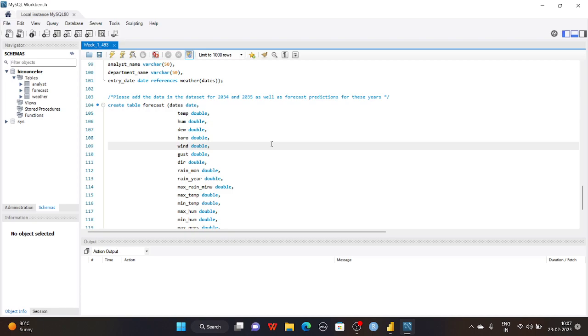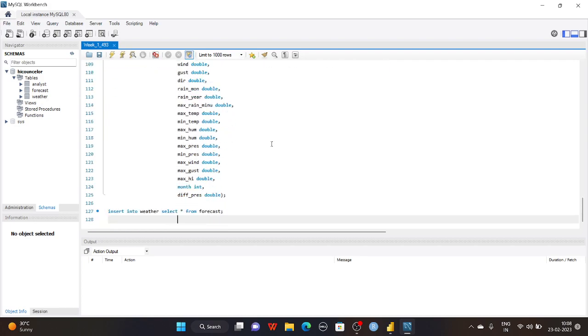In the last video, I started a project on weather data analysis, and I showed module 1, which was pre-processing the data, cleaning the data, and running some queries in SQL. Now in this module, I have done predictions for the years up to 2035, which I did in Excel using the exponential forecasting method. And then I stored the forecast data in another table in MySQL called forecast.